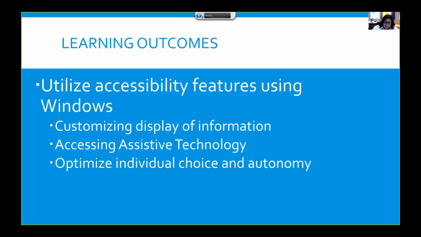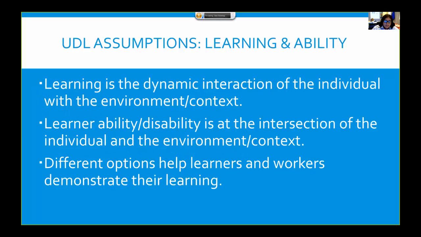And I think that looking at the UDL guidelines from CAST was really important to me because, having a disability, getting my choice and the ability for autonomy is huge. A part of the CAST guidelines, they made UDL assumptions, and some of the assumptions were learning as a dynamic interaction of the individual with the environment / context. The learner's ability / disability is at the intersection of the individual and learning environment / context.